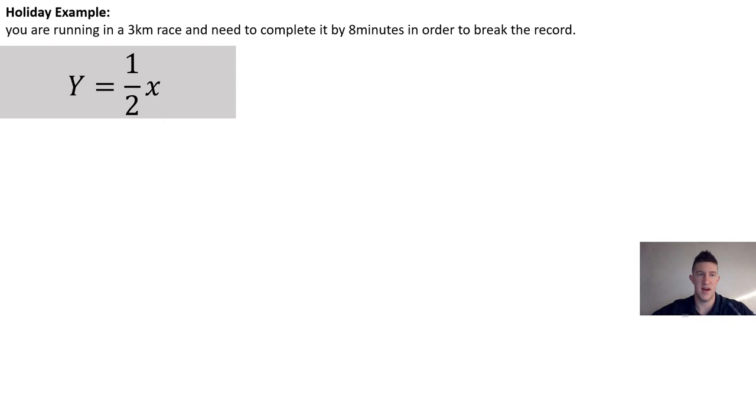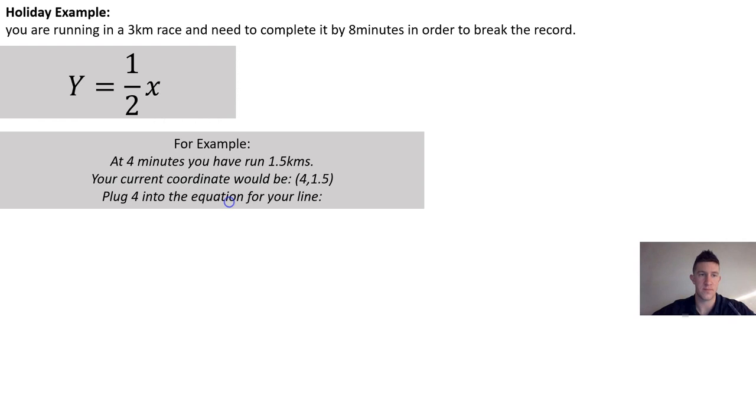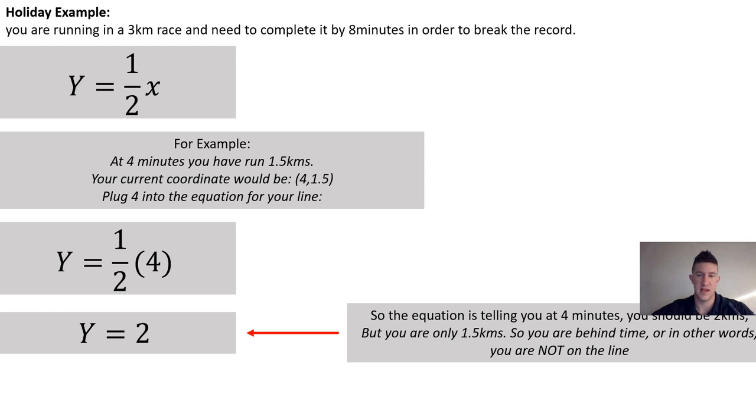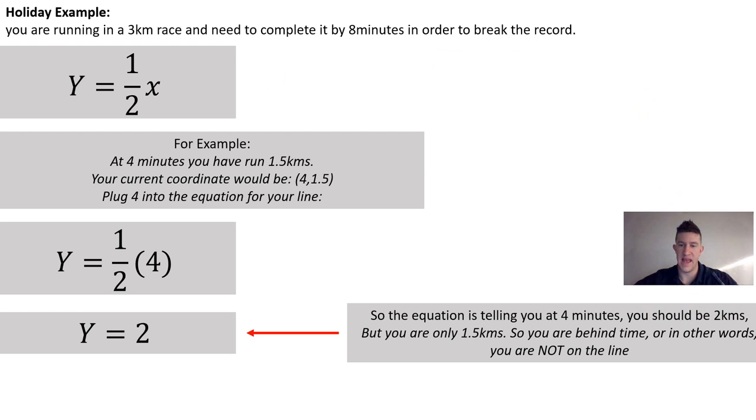So for example, if this was the equation of the line that you were given, and I said after 4 minutes you've run 1.5 kilometers, your coordinate would be 4, 1.5. So I can plug in the time, 4, into this equation. And it's x, right? X is time in this case, the thing that's changing. So I would have y equals a half of 4, which we know is 2. So the equation tells me that at 4 minutes I should be at 2 kilometers. But I'm actually only at 1.5. So in this case I'm behind time, or in other words, I'm not on the line because it doesn't agree with my point.